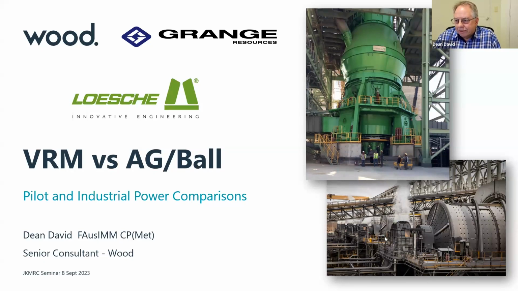The other picture is the CITIC Pacific Sino Iron AG mill installation, which is topical because it's a magnetite project we're talking about, and Sino Iron is magnetite, and it's the biggest AG mill magnetite project globally, with 6 of these 28 megawatt mills.